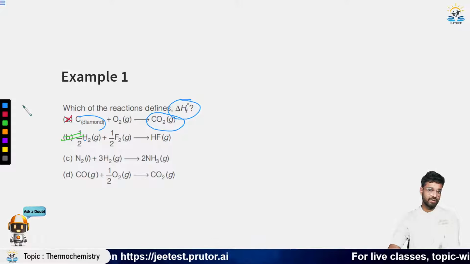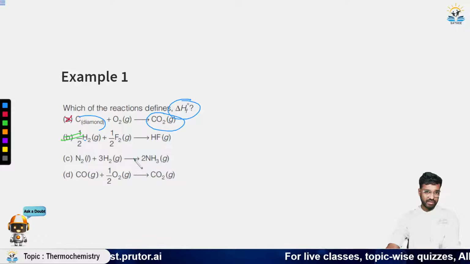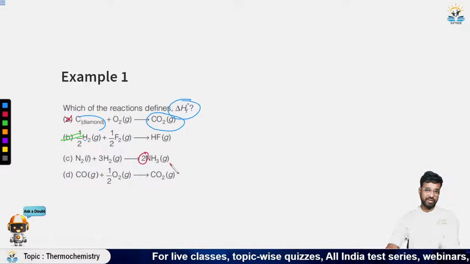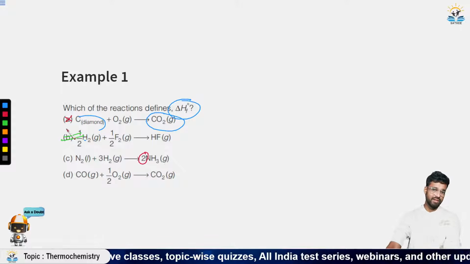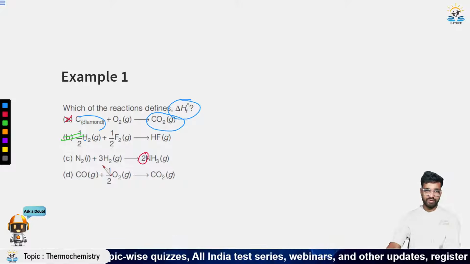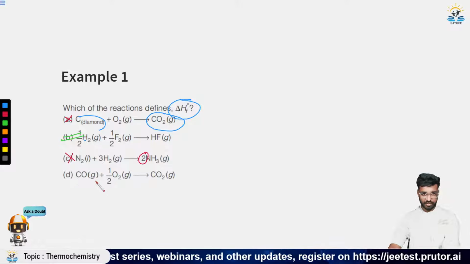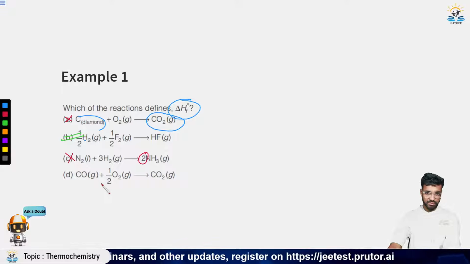Now next, it is completely wrong right at the start. You can see here we are forming 2 moles of ammonia, and we know very well that in the standard enthalpy of formation we have to form only 1 mole. So this is also wrong. And what about this last one? It is also wrong.